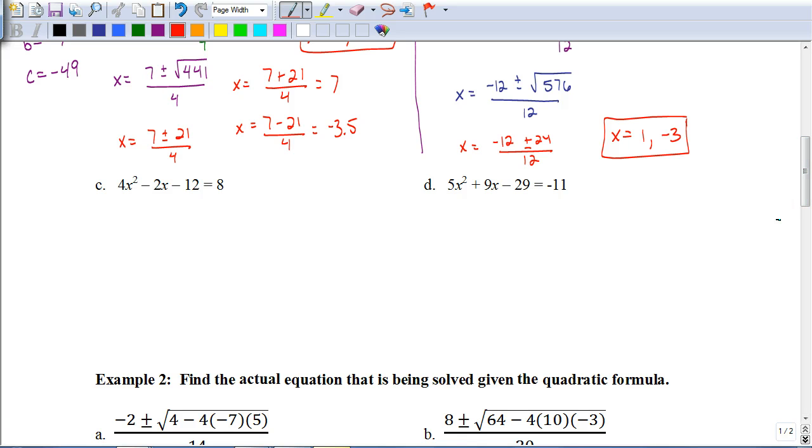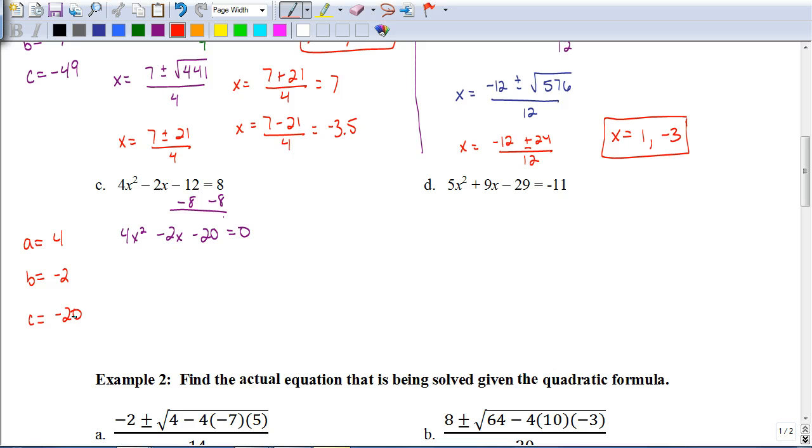Okay, now let's look at this next one. We're going to start by, again, I forgot to do this in the last one, but you always want to look to see if it's equal to 0. It's not. So for this one, we'd start out by getting it equal to 0 by subtracting 8 from both sides. So now I have 4x squared minus 2x minus 20 equals 0. That's crucial, because if we hadn't done that first step, we'd get the answer wrong because we'd be using a value of c, which is negative 12, which you can see now is not the correct value we should be using. So for this one, your A would be 4, your B would be negative 2, and your C would be negative 20.